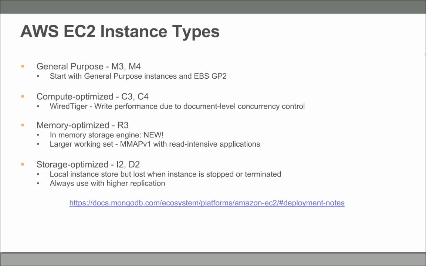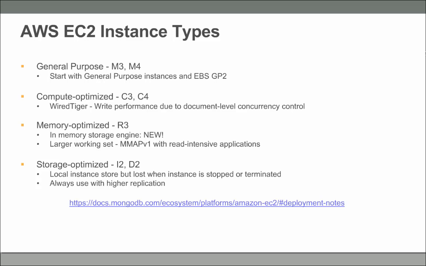There are various types of instances in the AWS Cloud. For example, general purpose, which starts with M notation, the M3 and M4 class of instances; compute optimized, which are the C3 and C4 class of instances; memory optimized, which are the R class of instances; and storage optimized, the I class of instances, which provide locally attached SSDs, and the D class of instances, which provide very high storage based on magnetic disks. In general, whenever you're starting with a MongoDB workload, it's a good idea to start with the M class of instances and attach EBS volumes to them. Amazon EBS volumes are volumes you can create separately from instances, attach to them, and use as block drives.